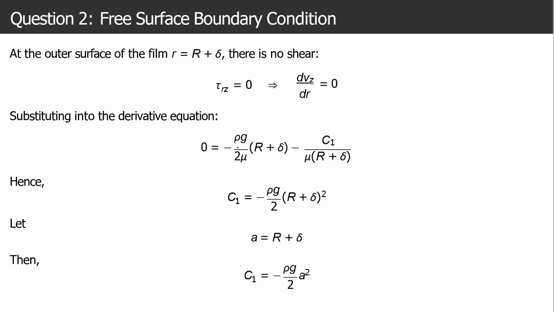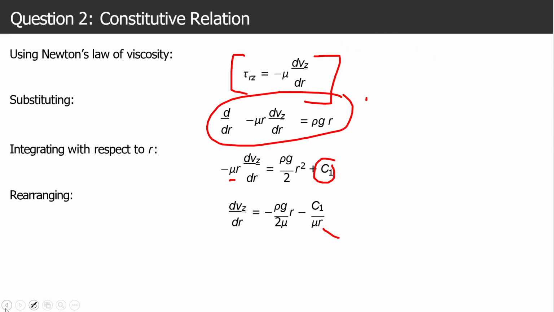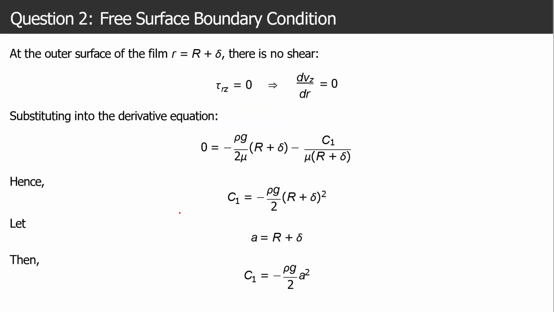So 0 equals rho g by 2 mu. We just substituted that in that equation, the tau rz thing. So we just did tau rz equals 0. You can see here, minus mu dvz by dr, and yes, dvz by dr is equal to 0. So we'll be getting this only. Substitute, and we will be getting c1.